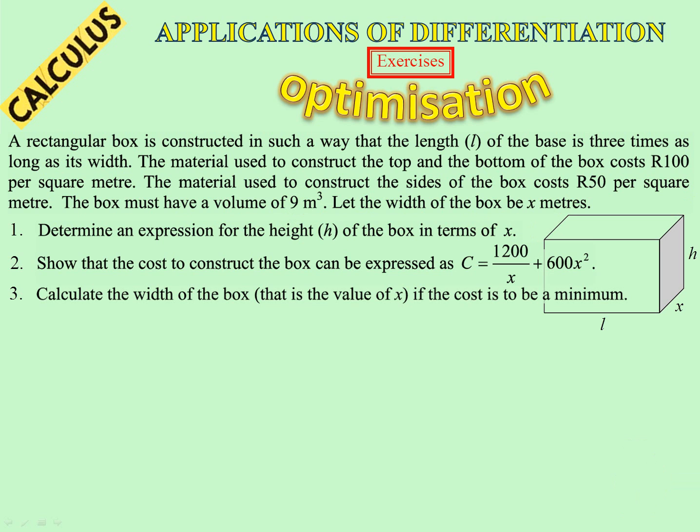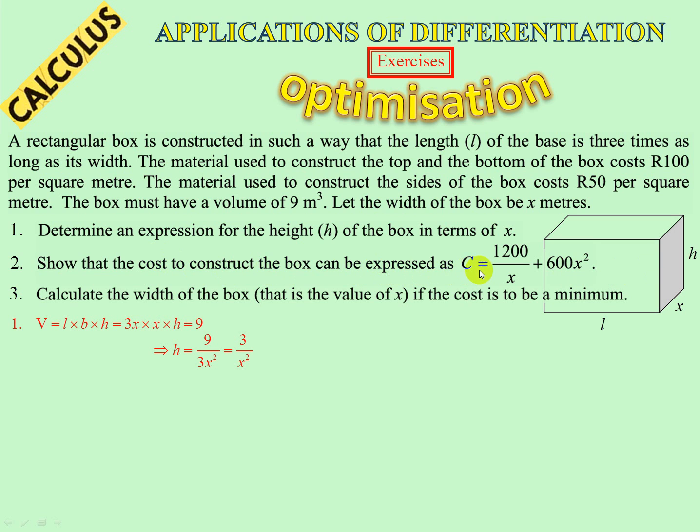Right, let's have a look at it. The volume must be 9, which means length times breadth times height must be 9. Now the length is 3 times the breadth, so therefore 3x for L. There's the breadth, the width, x, and there's the h. And we know that it is equal to 9. So that allows us to find h. h is equal to 3 over x squared. So there's the first one.